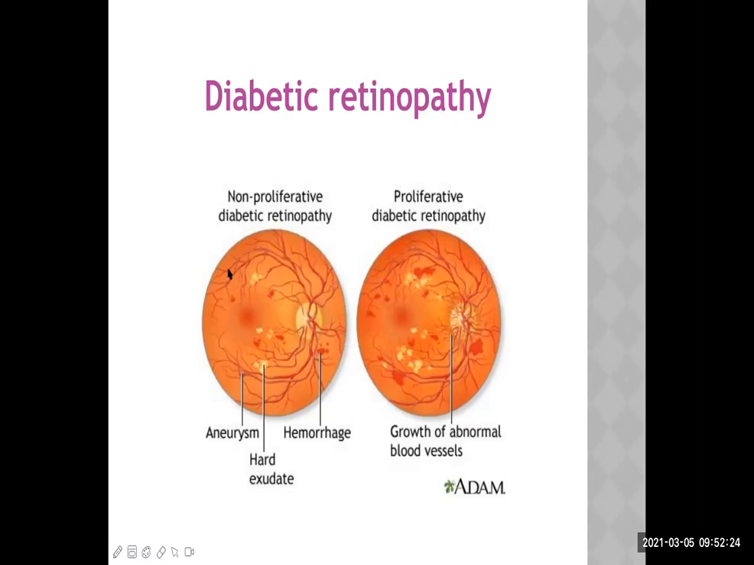This whole area is called the fundus. Now, this is the advanced stage of diabetic retinopathy, which is known as proliferative diabetic retinopathy. Look at the formation of new blood vessels here. Okay, angiogenesis has occurred here. They can rupture very easily and cause a lot of other problems.